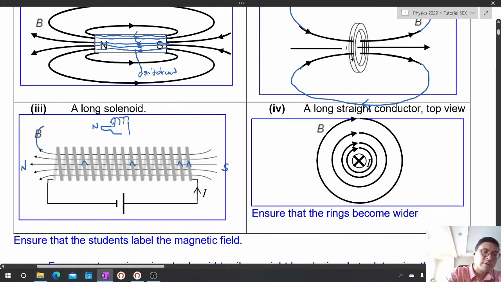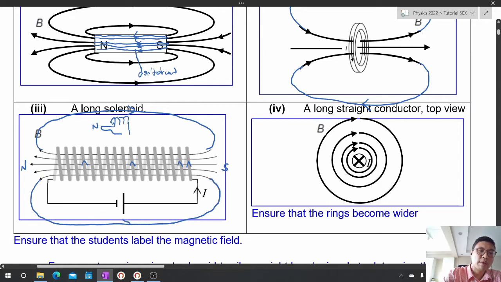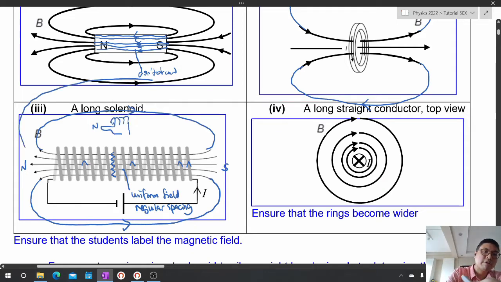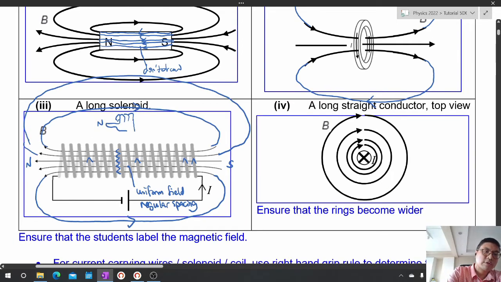Now once again, for the solenoid, try to draw at least one loop around the solenoid to show the examiner that you know that magnetic fields go around in loops. In the middle of the solenoid, there is a uniform field inside here. So with a uniform field, we have a regular spacing of field lines. So once again, the magnetic flux inside the solenoid flows from south to north, but outside the solenoid, it flows from north to south.